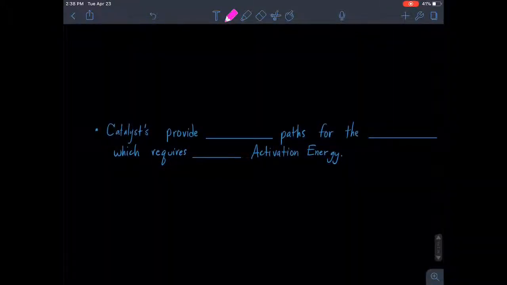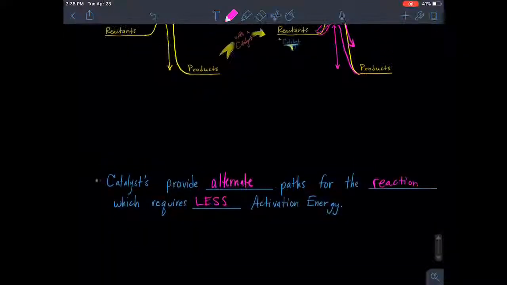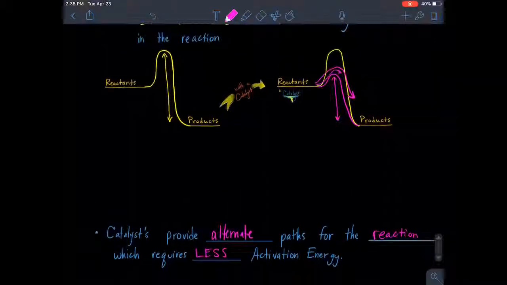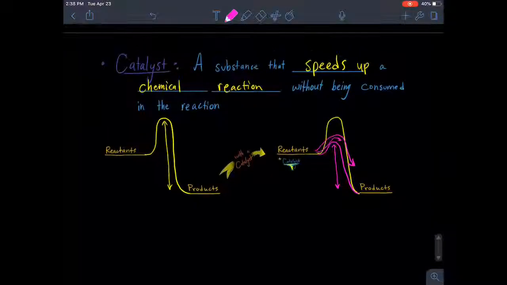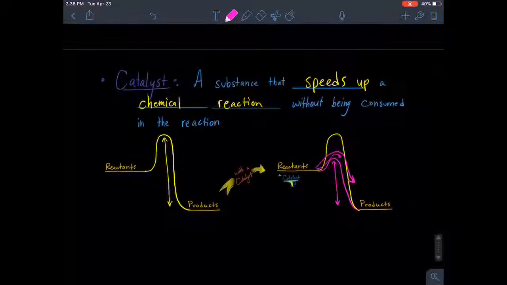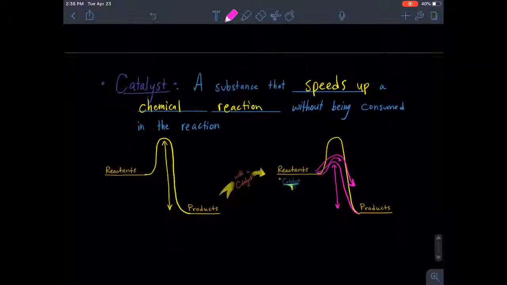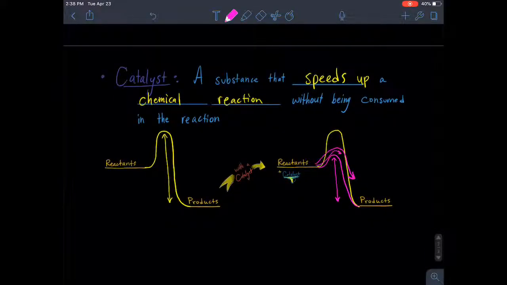So one last thing to add to our page. Catalysts provide alternate paths for the reaction. An alternate path for the reaction, which requires less activation energy. And that's a catalyst. So catalysts really, really help out, and they're all over the place out there in this world. So keep your eye out, be a good scientist, look for those catalysts.